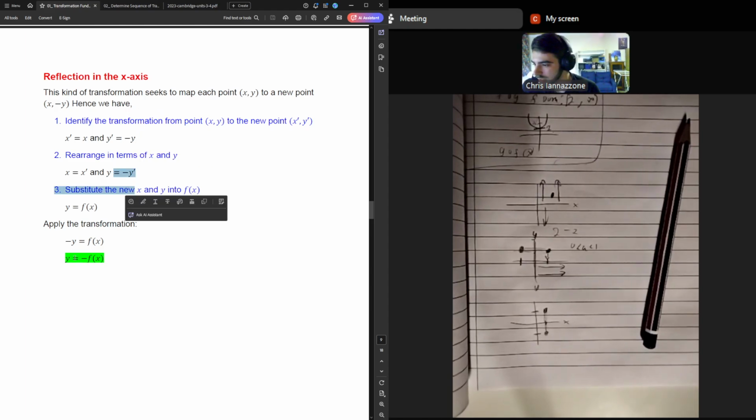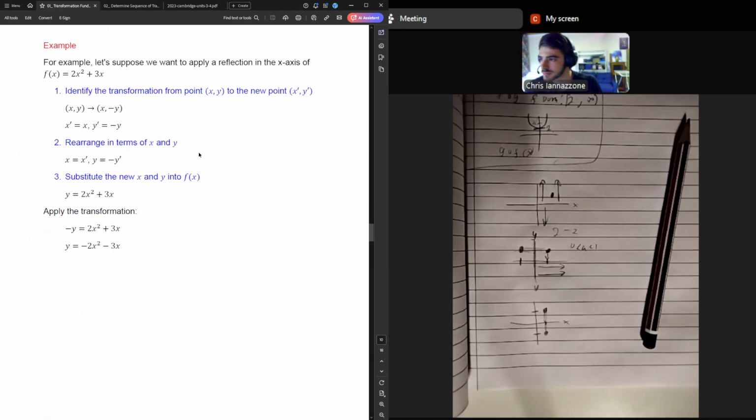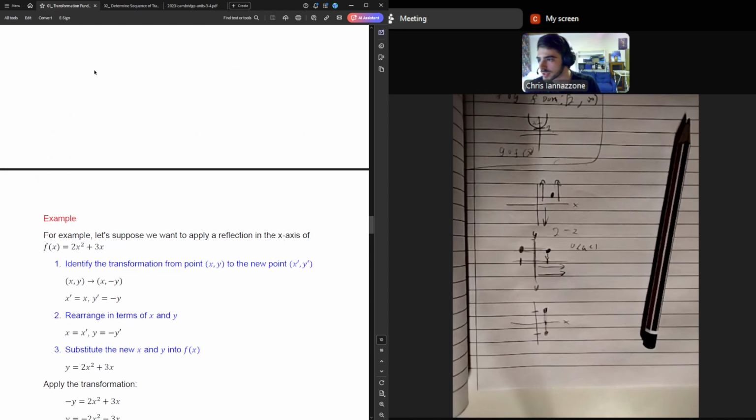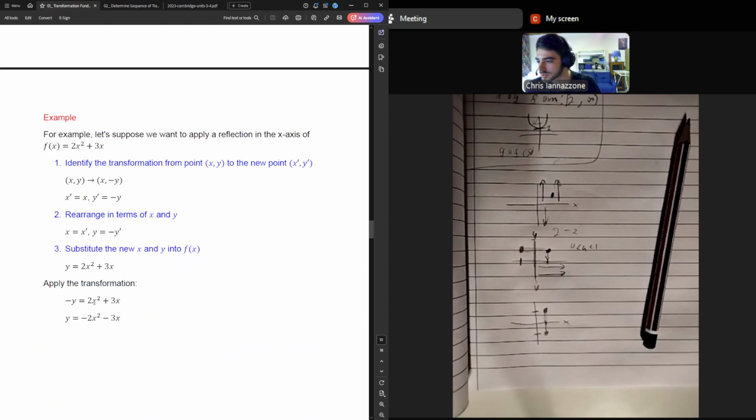Rearrange, substitute, and in this case, we see that reflections in the x-axis look like a negative sign on the entire function. So again, we can see that here. If you already know that little shortcut, then all you have to do is put a negative sign on the front of this whole thing and you get there nice and simple. Or you can follow the 3 steps here that I've outlined and that will still get you there. All you're doing is putting negative y and then rearranging from there.